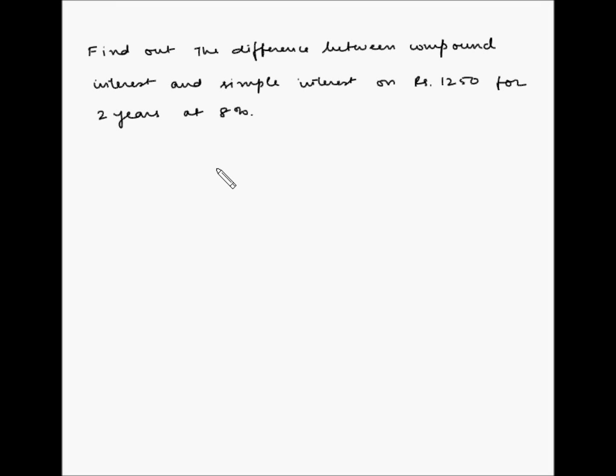Find out the difference between compound interest and simple interest on rupees 1250 for 2 years at 8%. So here there are two scenarios and we have to find out the difference between the two scenarios. So let's first take the case of simple interest.